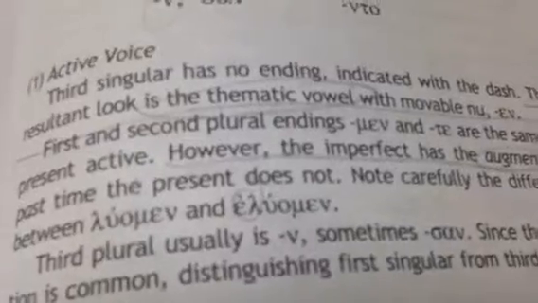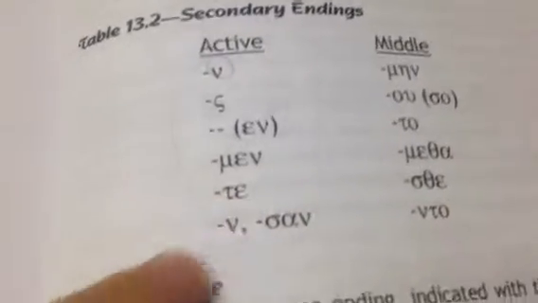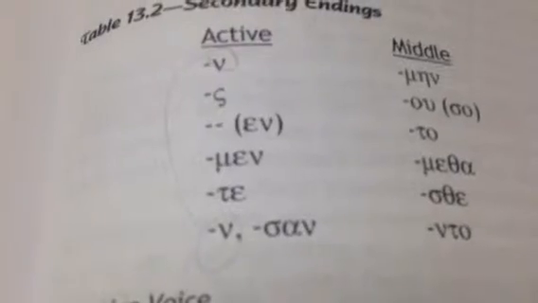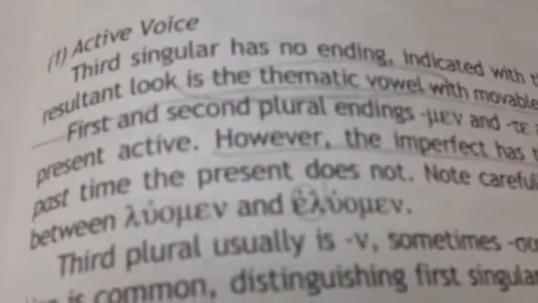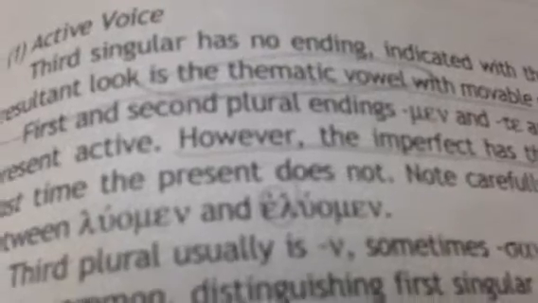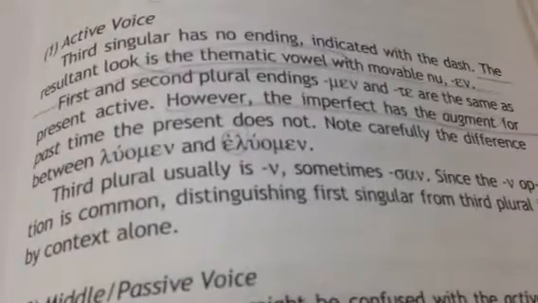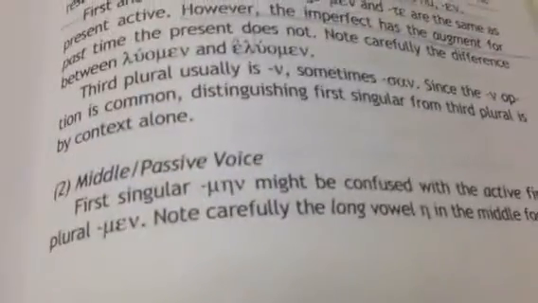and notice that the first and second plural endings, men and te, look pretty much like the primary endings, and you wonder how you are going to recognize the difference. Well, remember, it's a past tense, so we're going to have the past tense indicator, which is your augment. And so look here, you could have luomen, or you could have eluomen, and of course the second one is the imperfect because it has the augment. And somewhat important also is to recognize that the third plural usually is the nu, but sometimes the san, and you just have to learn it by observation.